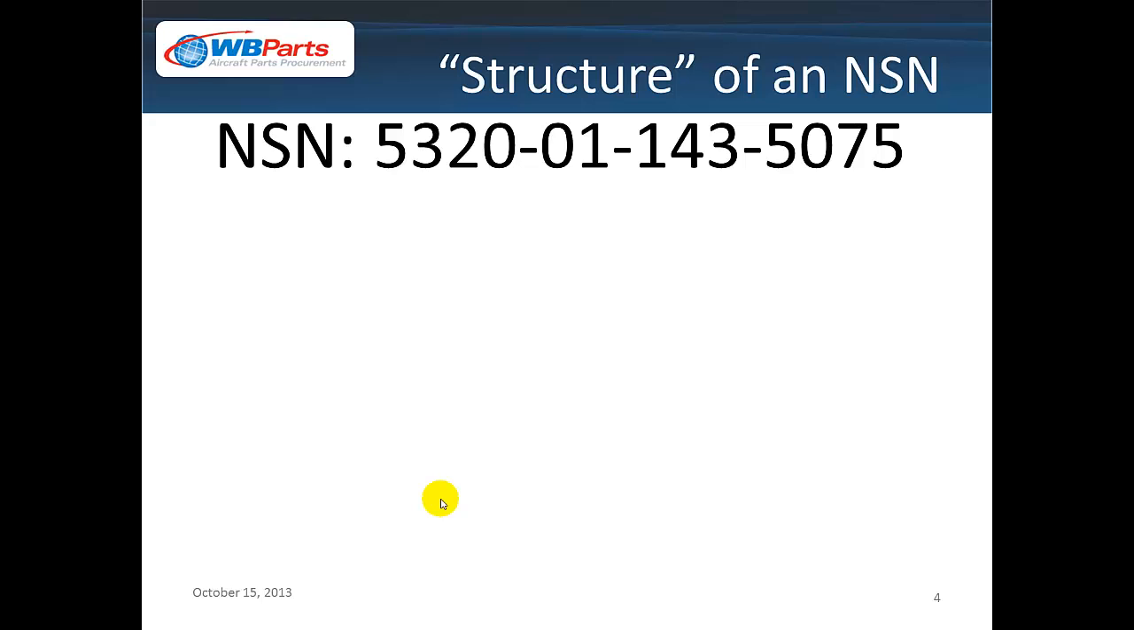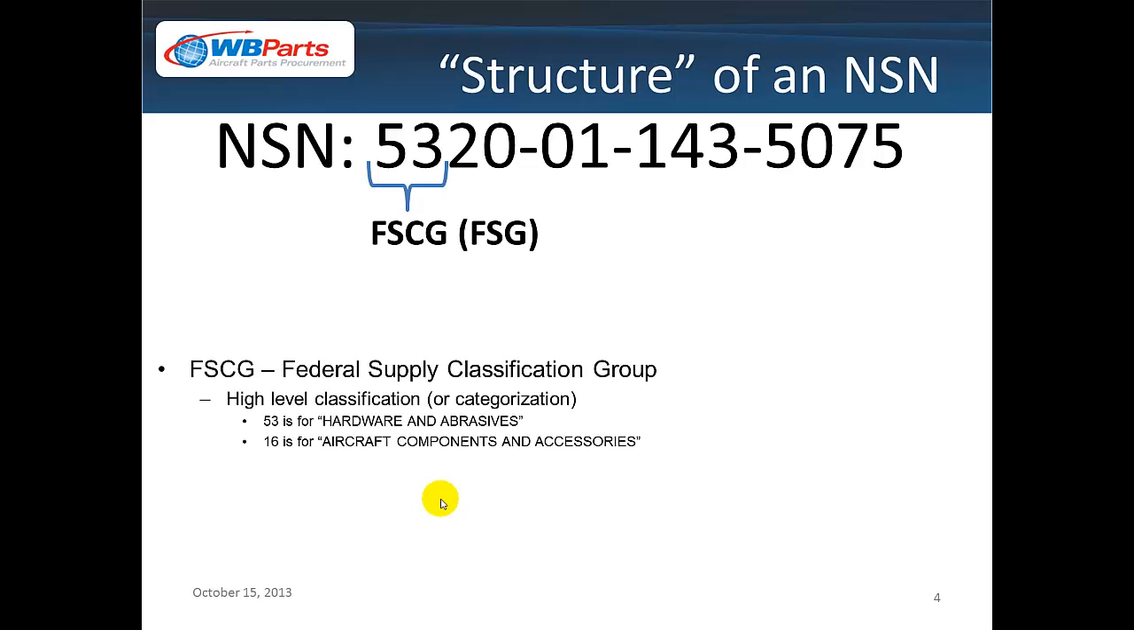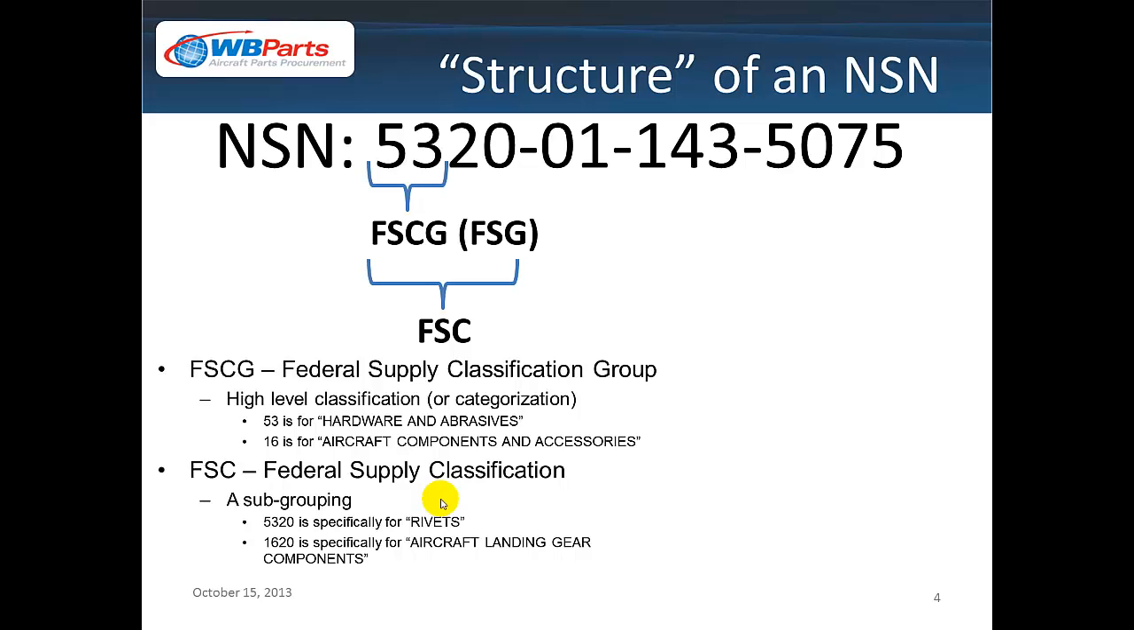Well, national stock numbers have a structure themselves. The first two characters are the federal supply group. Grouping number of 53 is for hardware and abrasives. We sell a lot of aircraft parts in their supply group 16. The first four characters is the Federal Supply Classification, or FSC. In our example, 5320 is hardware, but it's a specific kind of hardware. It's rivets. 1620 is a specific type of aircraft component, and in fact, it's landing gear.